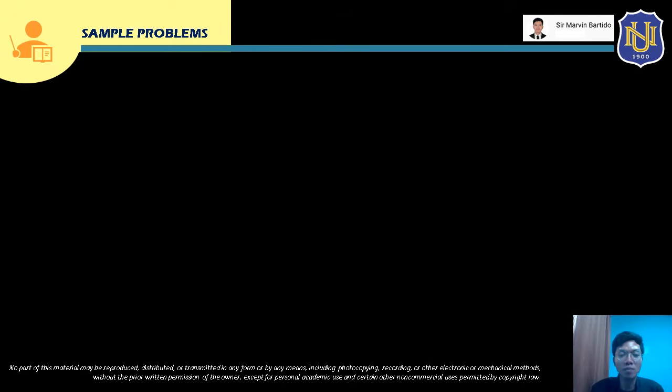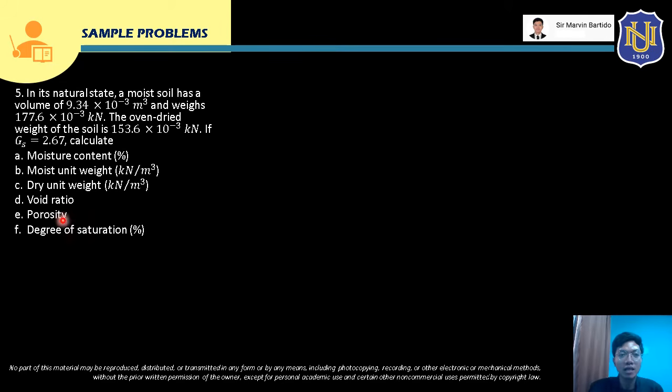Okay, for sample problem number 5: in its natural state, a moist soil has a volume of 9.34 times 10 raised to negative 3 meter cube and weighs 177.6 times 10 raised to negative 3 kilonewton. The oven-dried weight of the soil is 153.6 times 10 raised to negative 3 kilonewton. If G sub S is equal to 2.67, calculate letter A, moisture content; letter B, moist unit weight; letter C, dry unit weight; letter D, void ratio; letter E, porosity; and letter F, degree of saturation.